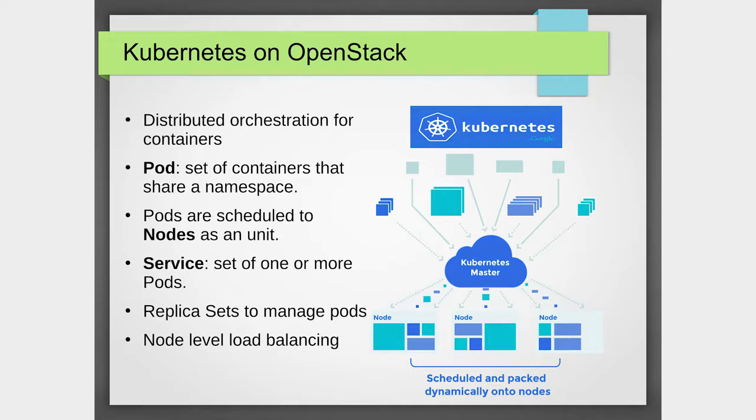Pods are then scheduled to the actual nodes as a unit. And you have the concept of service, which is how pods can communicate between them on the same node and intranodes. That's the architecture of Kubernetes. And it is very convenient to make replication, load balancing. It's all done via a very nice dashboard and shell. So let's go now to the case study itself.